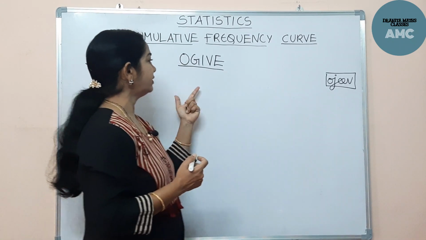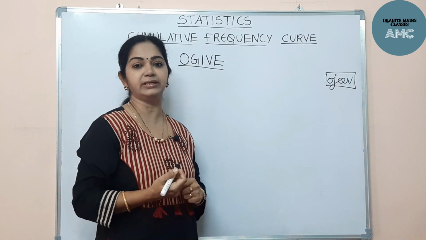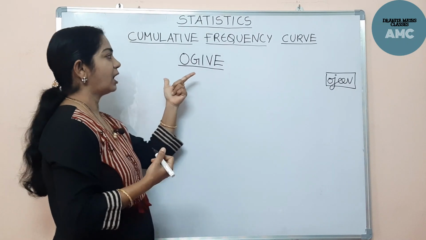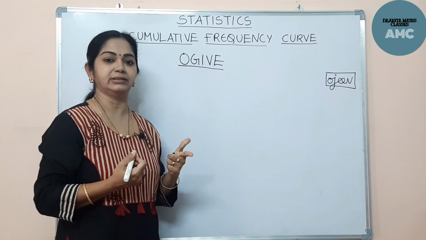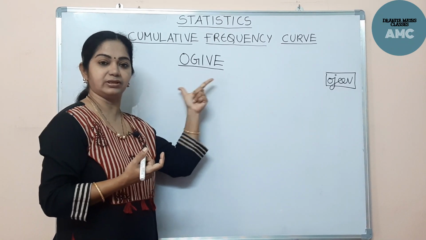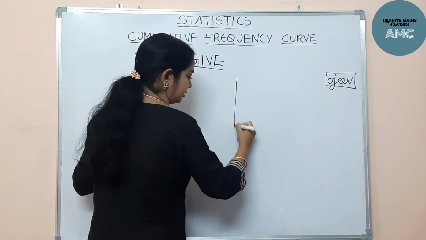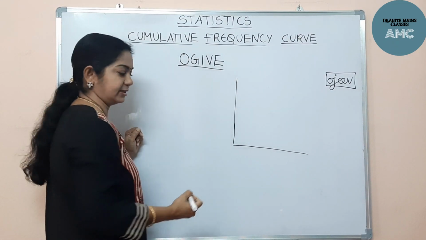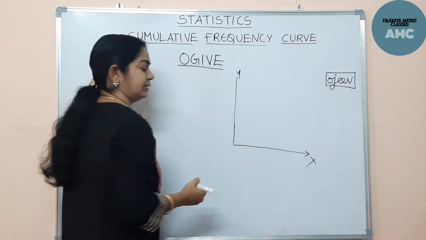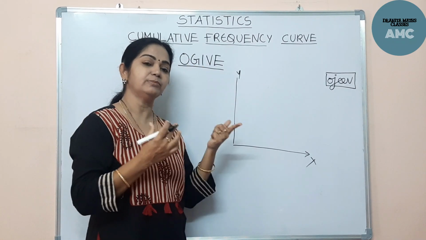In a previous session we learned how to find the median through the formula. Now, we will learn how to find the median by the graphical representation, or through the ogive curve. Let me take one example. If I take the coordinate axis, x and y axis, first I will be developing the cumulative frequencies.